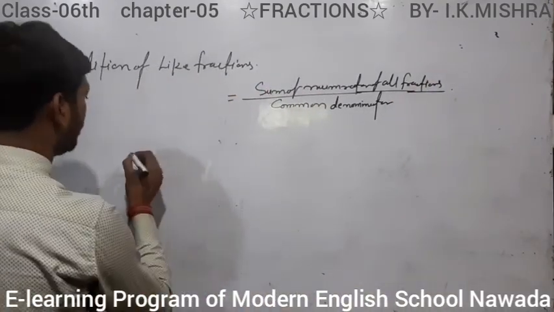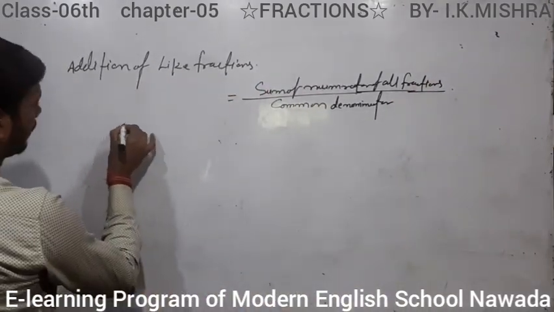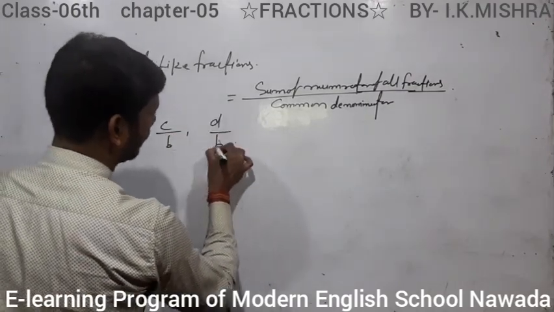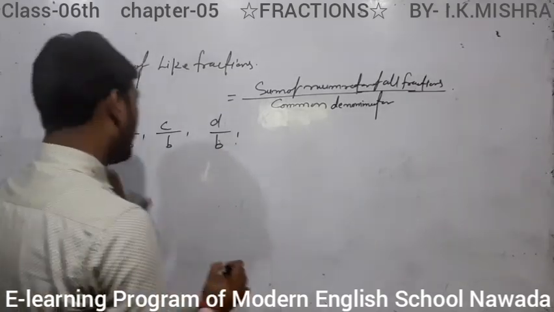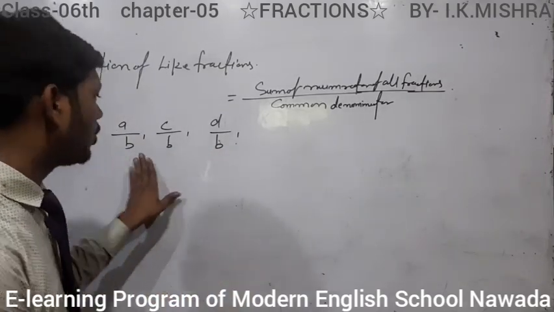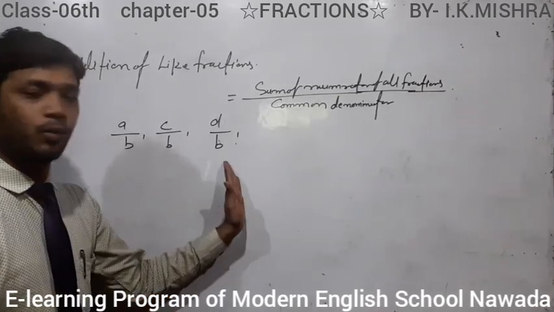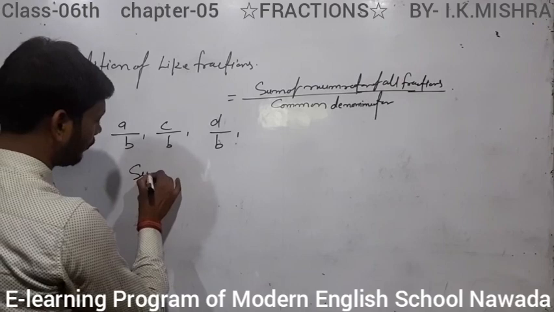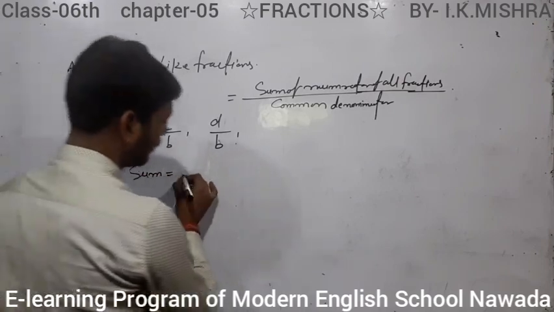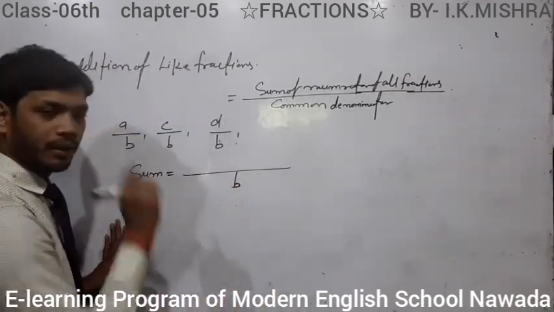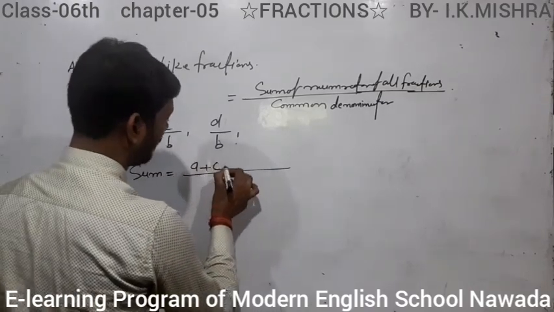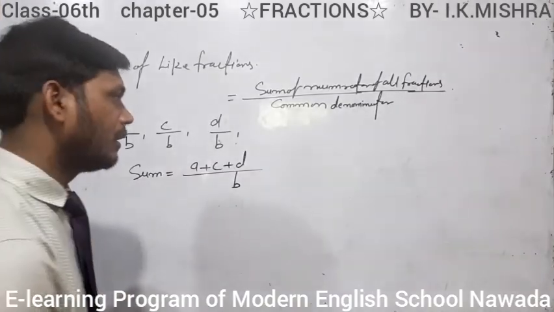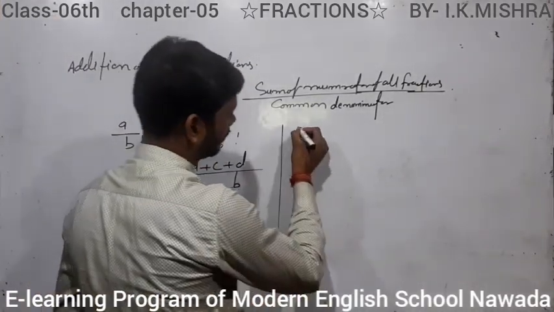Suppose the fractions are a by b, c by b, d by b, and so on. Here you observe the denominator of all of these is equal to b. So its sum is equal to the common denominator b, and a plus c plus d in the numerator.